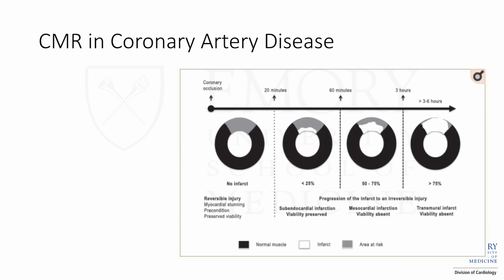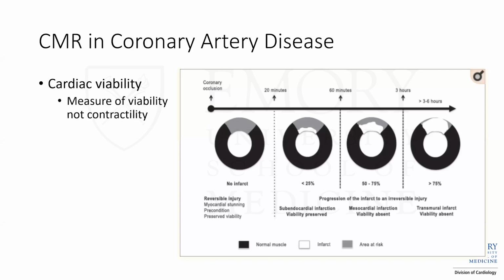So looking first at coronary disease, the thing that we use MR for most is viability in these patients. Remember that what we're looking at is viability, and viability and contractility are two different things. A myocardium can have abnormal wall motion, abnormal contractility, and still be viable. That gets to the idea of stunned versus hibernating myocardium.